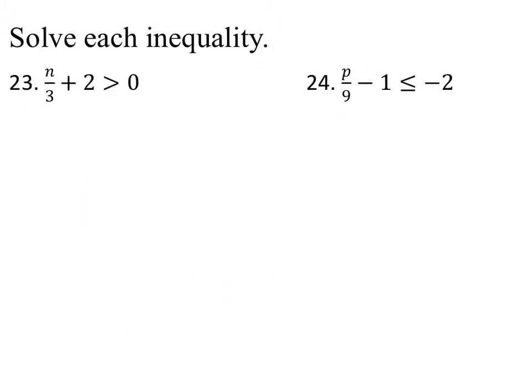Alright, now that we've done those one-step inequalities, let's try solving some two-step inequalities, like numbers 23 and 24. Again, you're just going to solve them exactly the same way that you would an equation, except if you ever multiply or divide both sides by a negative, you're going to flip the inequality. Keep that in mind. One minute on this one, go.